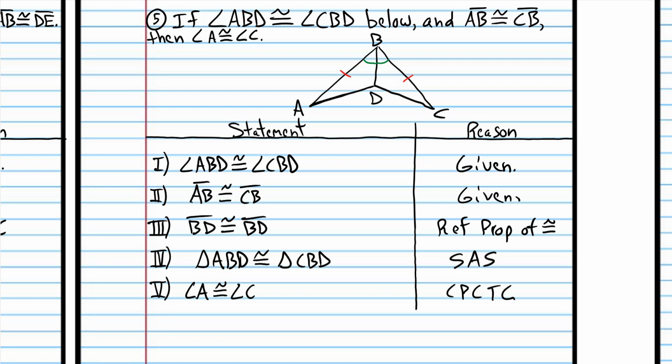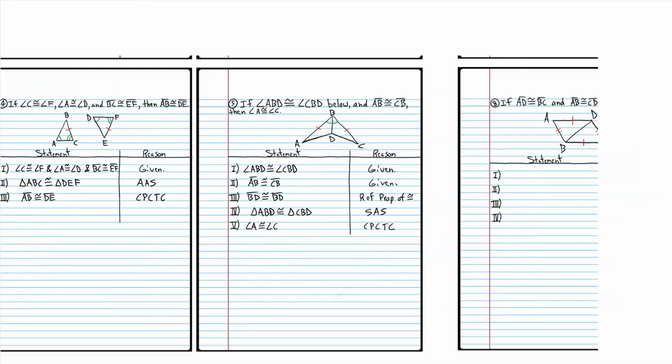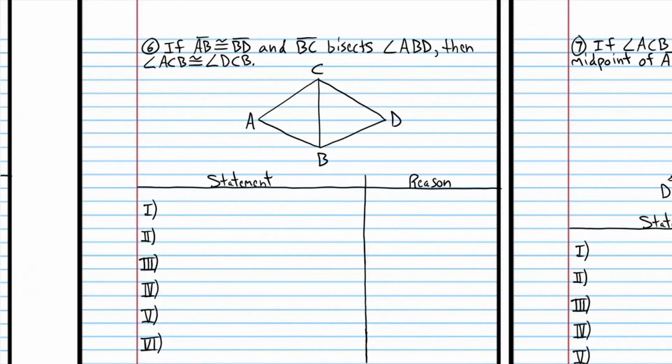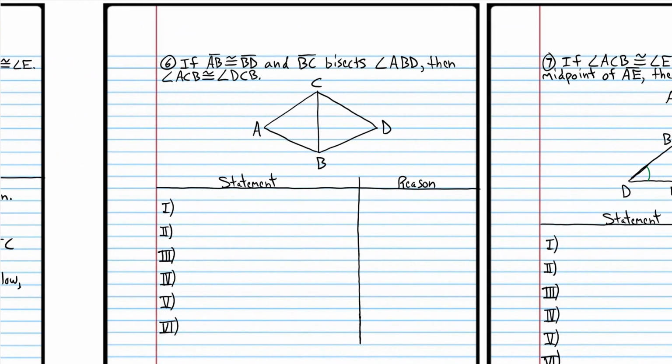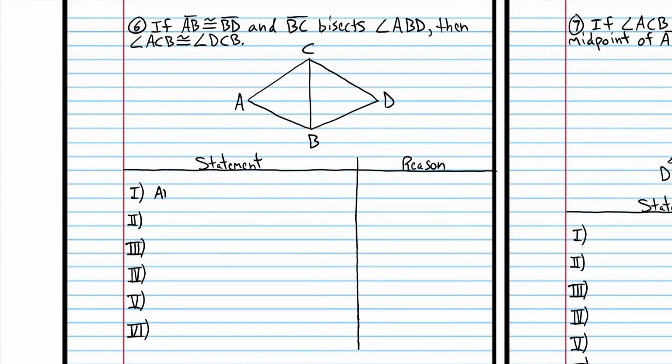So as you can see, it's not too bad. We're just doing one extra step. It's pretty much the same thing that we did in previous classes. Let's try another one of these together. As usual, we'll write down the given information. So that's given.